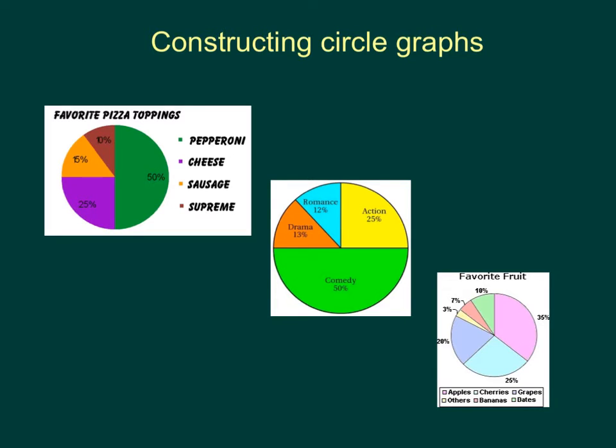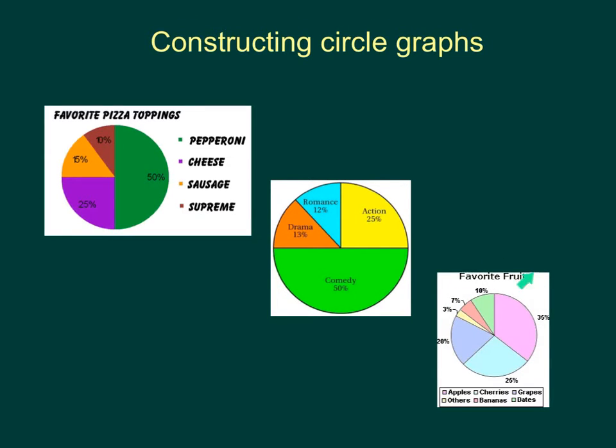Here's another one. Now what I don't like about this one is there's no title. This one has a title. I assume this is favorite kind of movie, but I don't know because it doesn't give me a title. But the reason I show you this one is it shows comedy was half here, and again action 25%, and these two, the drama and the romance, were split with that last 25%, with drama being slightly more.